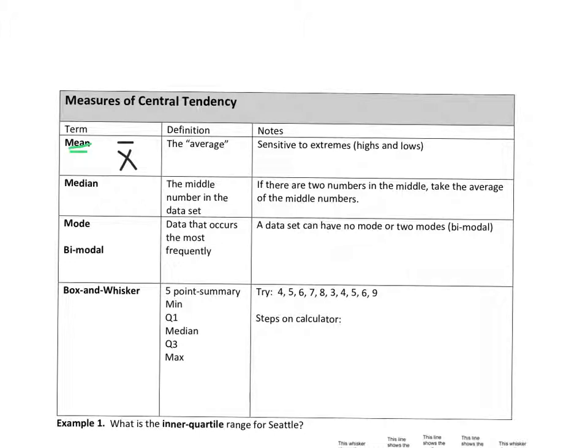Some notes about the mean: it's sensitive to extremes, so it's high and low. You might read that we read a lot about median household income. We use median, and not the mean, because if you have somebody that is earning billions of dollars, or they're worth billions of dollars, or they earn millions of dollars a year, if you put them into the average, the mean, you're going to throw off kind of where the center is.